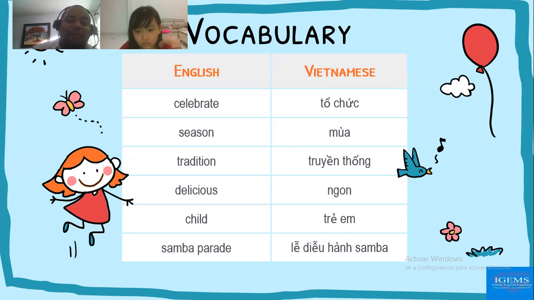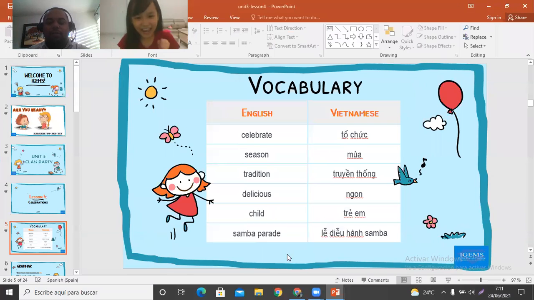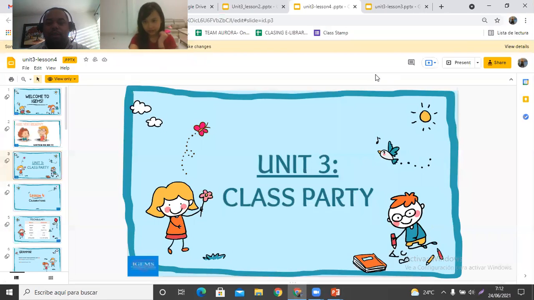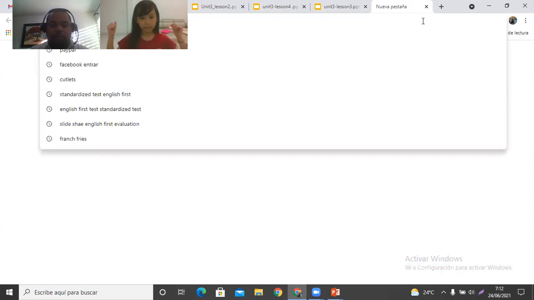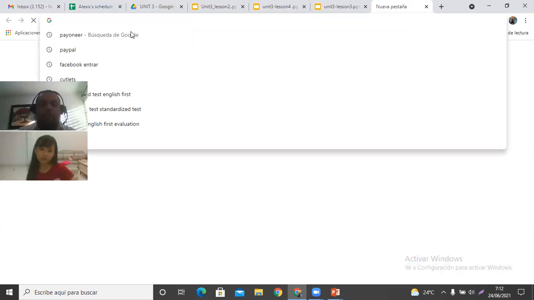So the next one is very funny. It's a parade. Samba parade. Peter, what is samba parade? Samba, especially, that is a Brazilian style. That is a style that comes from Brazil. And then samba is a kind of dance, like a parade. Let me show you here. I will need to use the Google search option so you can see it.